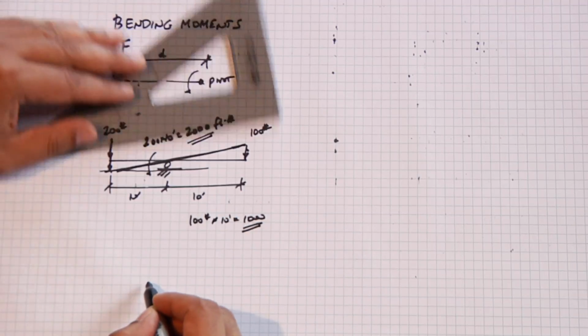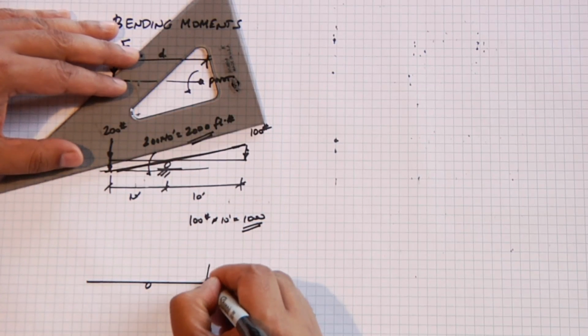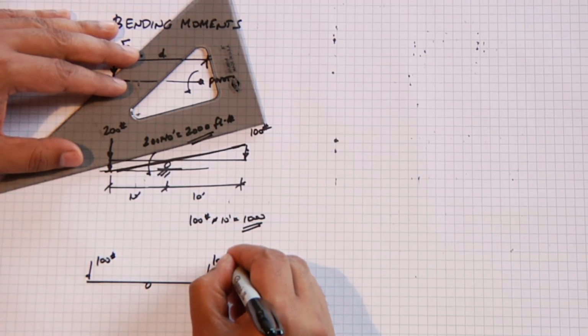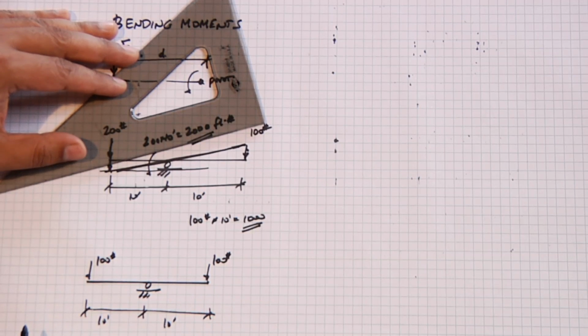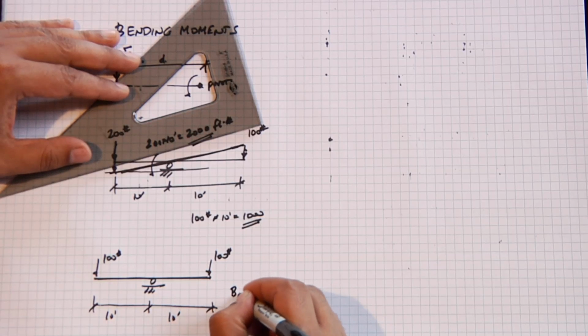But if the two people weigh exactly the same, and the distance is the same, in this next sketch, if it were 10 feet and 10 feet and the two people weigh exactly 100 pounds, then the seesaw will remain level. That way we say that it's balanced.